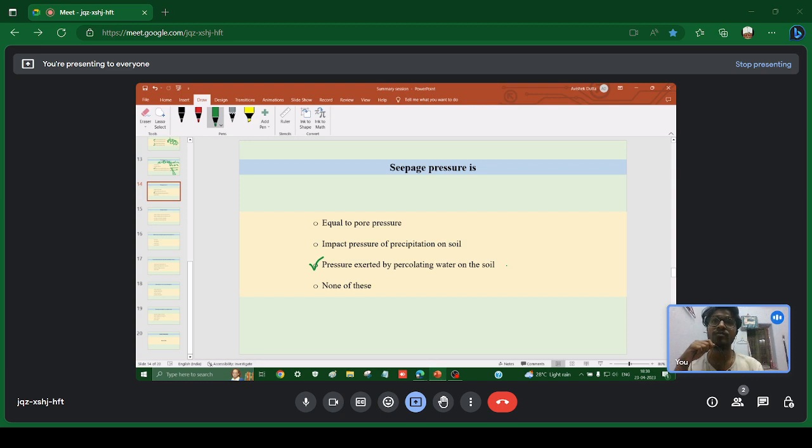Quicksand condition occurs when the effective stress of the soil mass or the sand becomes equal to the upward seepage force. It is common in sands, because sands do not have any cohesion. The entire shear strength is governed by the normal stress or the effective stress of sand. If that becomes nullified, sand has nothing to hold itself together. So the answer is the pressure exerted by percolating water on the soil, seepage pressure.